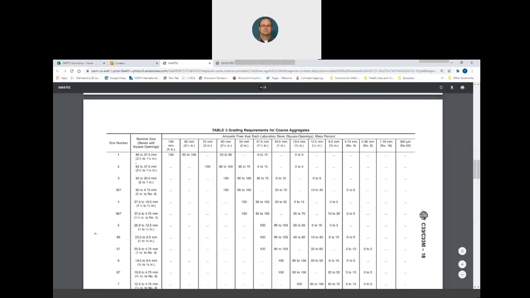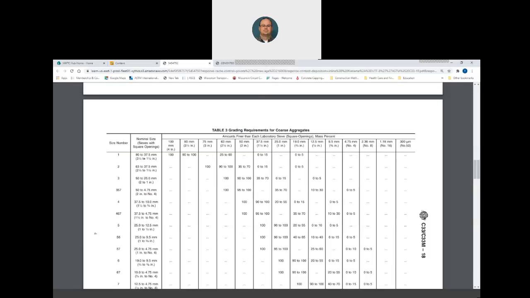So if I look at size number 1, nominal size, okay? Remember, nominal size is not the maximum size, okay? It's the size that most of the material is permitted to pass. Remember, we can have 90 to 100% passing this. So if I look at this, this is from 3.5 inch to 1.5 inches. Nominal size is 3.5 to 2.5.